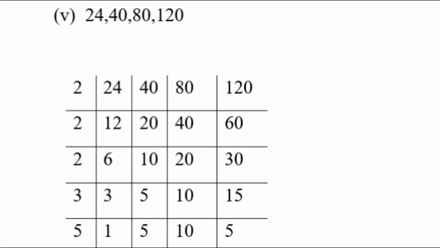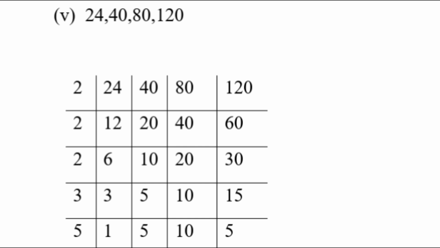Now the fifth example, 4 numbers are given: 24, 40, 80 and 120. All these 4 can be divided by 2, as 12 2s are 24, 20 2s are 40, 40 2s are 80, and 60 2s are 120. Then again by 2: 2 6s are 12, 2 10s are 20, 2 20s are 40, and 30 2s are 60. Again by 2: 2 3s are 6, 2 5s are 10, 2 10s are 20, and 15 2s are 30.